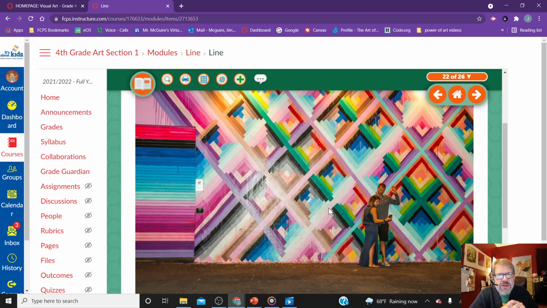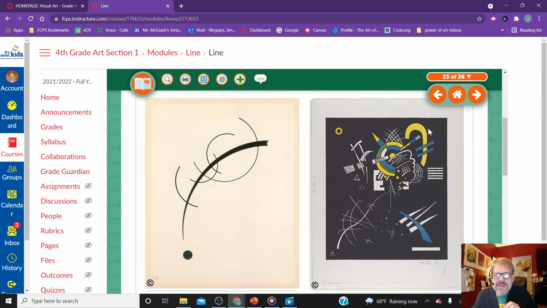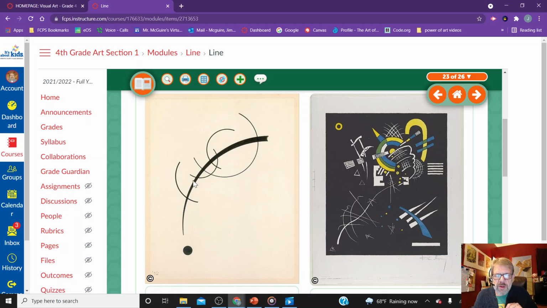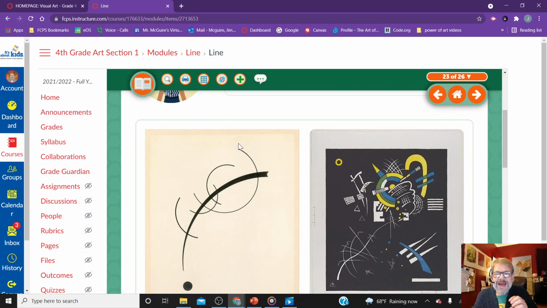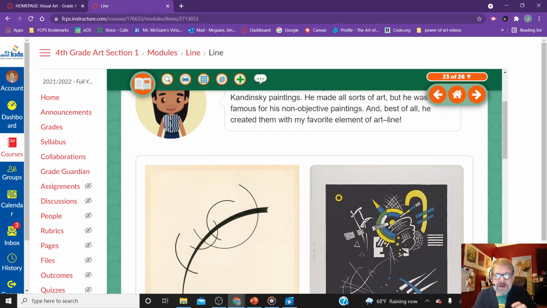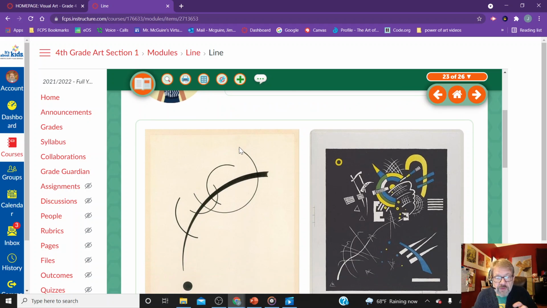This is non-objective. There's no subject matter being depicted. When we look at Kandinsky, he did these really cool works of art that focused on line and shape and a little bit of color, but mostly these lines and shape and how he used line to create movement. Remember, movement's how our eye travels through a work of art.